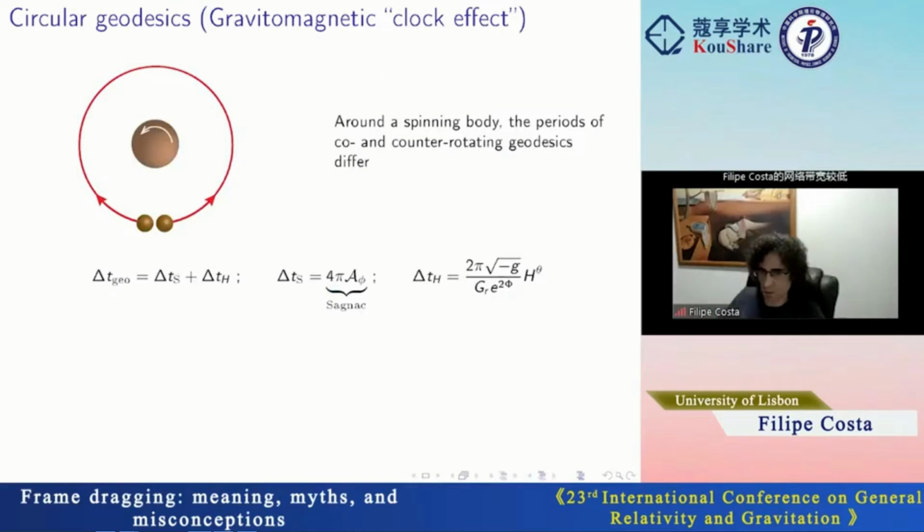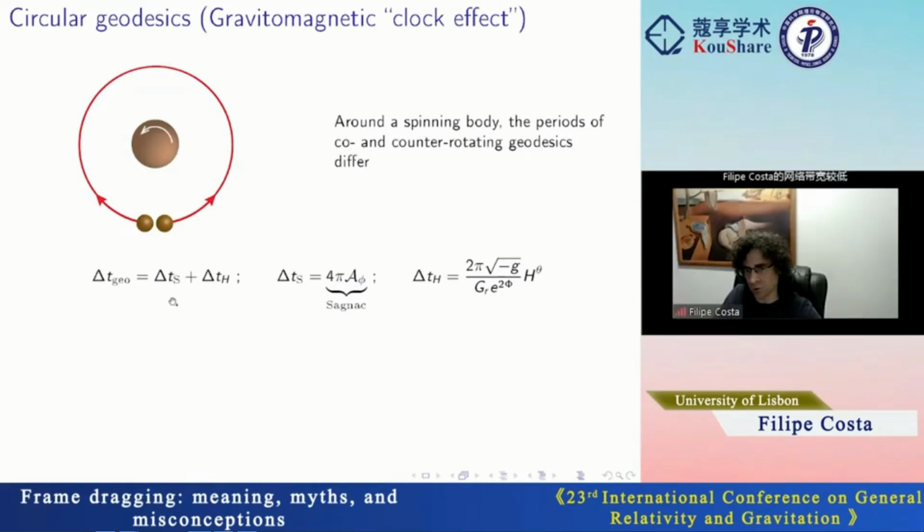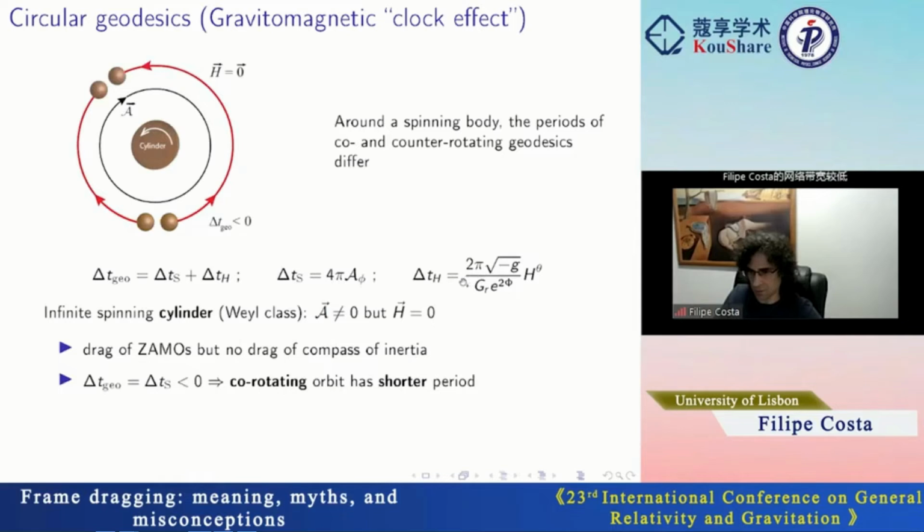So consider a spinning body, and a test body orbiting it. It is well known that the periods of co- and counter-rotating geodesics differ. And the difference in periods can be shown to split exactly into these two terms here. One is the Sagnac time delay. The other one is a term that comes from the gravitomagnetic field.